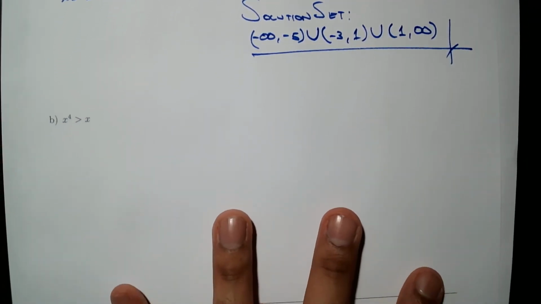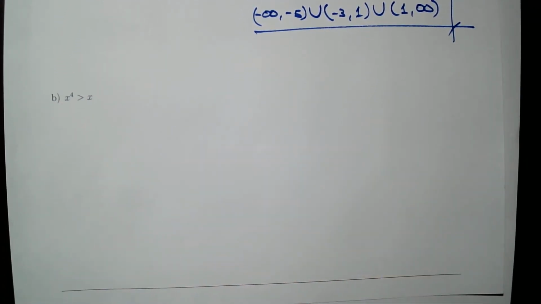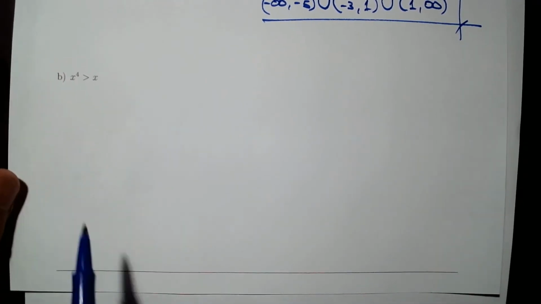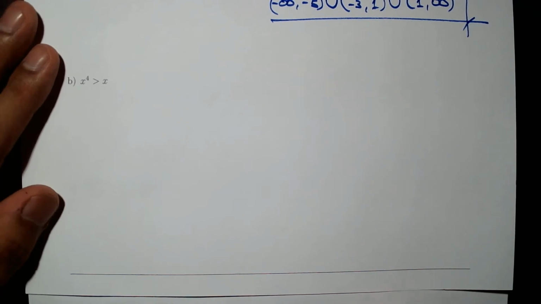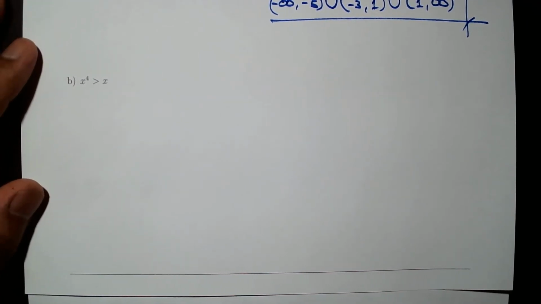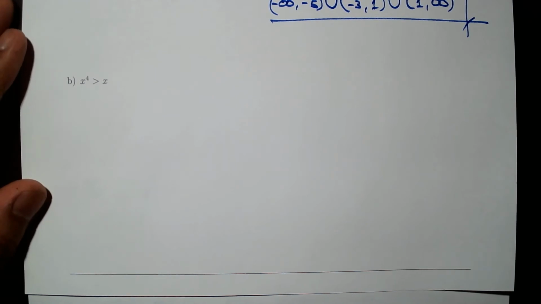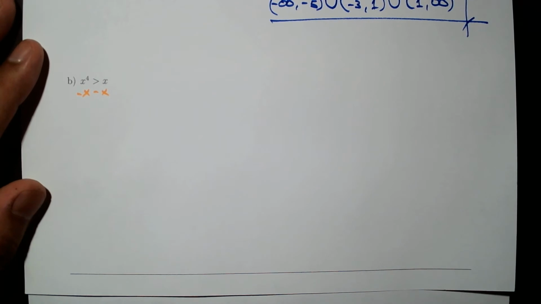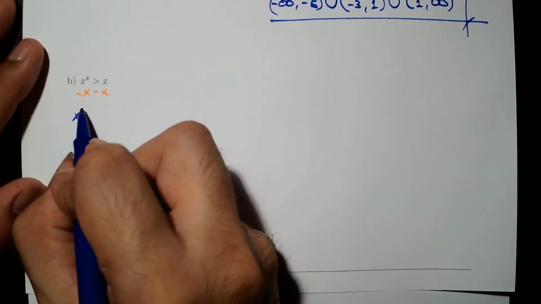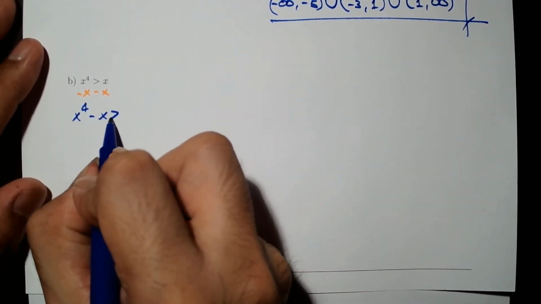Let's look at the next example. For letter B, we have x to the fourth power greater than x. So how do we proceed about this one? Number one, you want to make sure to have everything on one side of the inequality. To do that, I'm going to subtract x from both sides of the inequality, and then I'm going to have x to the fourth minus x greater than 0.